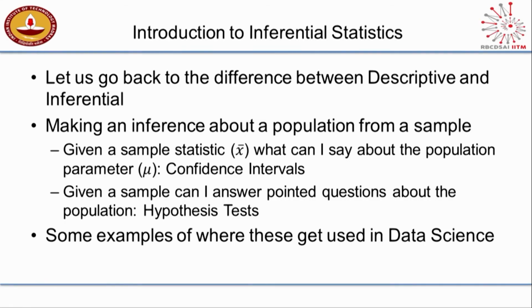The other thing that I can do is, given a sample, I can answer some pointed questions. Like I can make a hypothesis that mu must be equal to something. So I'll say I hypothesize that mu is equal to 10. Now, given the data that I'm seeing, I'm going to compute an x bar, and I'm going to say, what's the probability that I could have gotten this data if mu was equal to 10?